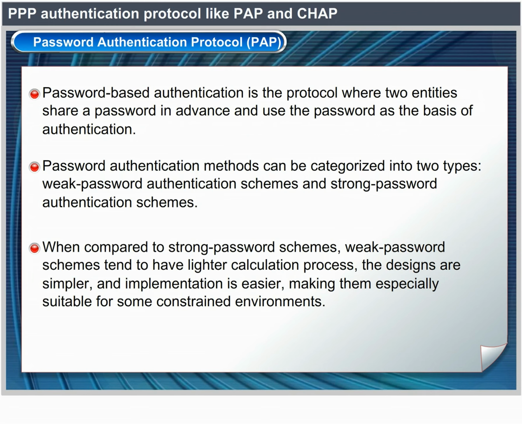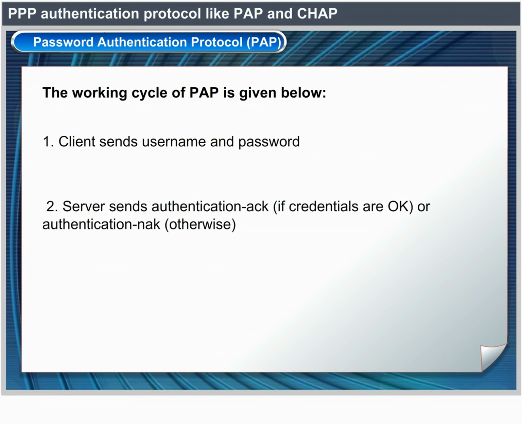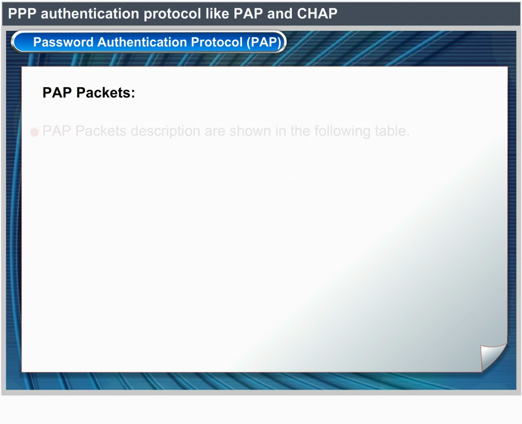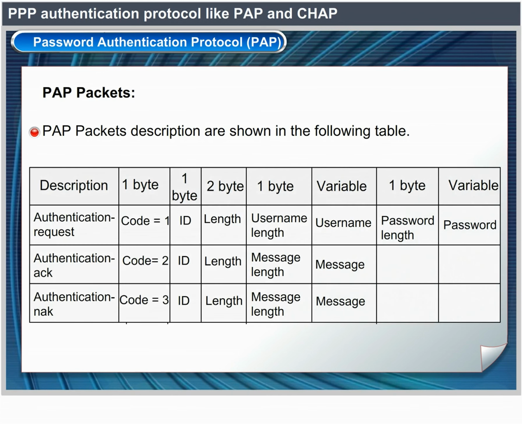The working cycle of PAP is given below. Number 1. Client sends username and password. Number 2. Server sends authentication-ACK if credentials are OK or authentication-NAK otherwise. PAP packet. PAP packet descriptions are shown in the following table. Description: 1 byte, 1 byte, 2 bytes, 1 byte, variable, 1 byte, variable.